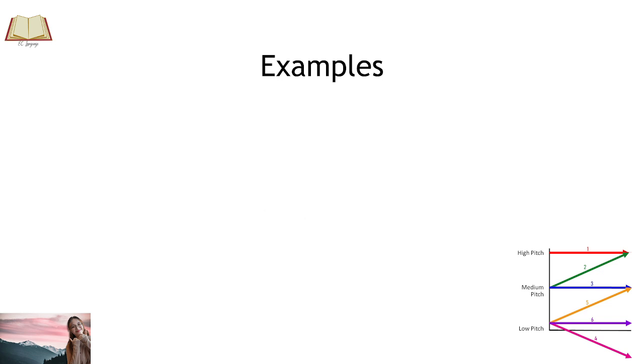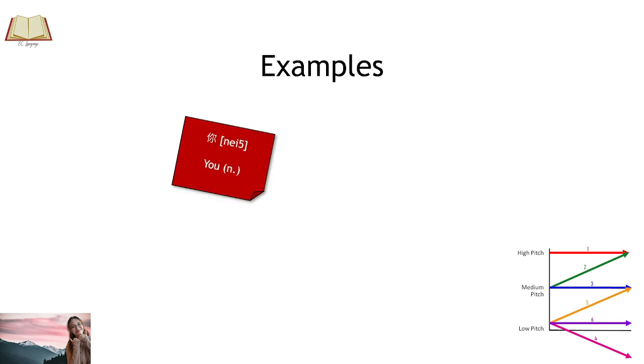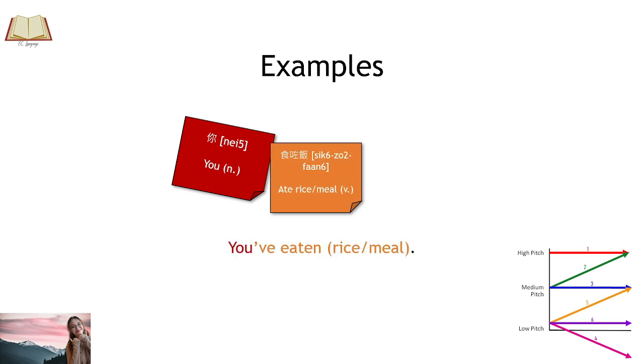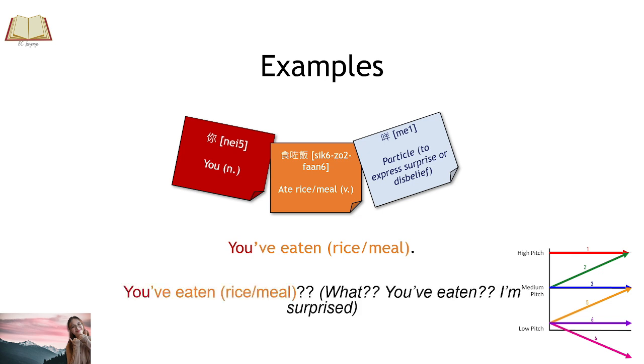Here is another example. Ni食咗飯. You've eaten rice or a meal. A familiar phrase to many learners, by itself it means you have eaten. As usual, adding me, ni食咗飯咩? At the end adds a hint of shock, like, what? You've eaten? Suggesting that it's shocking to the speaker for this person to have already eaten.